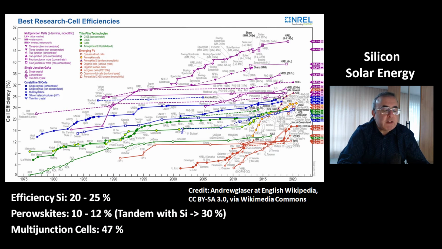This picture shows you the development of all the generations of solar cells. The silicon solar cells are at about 20% to 25% efficiency. There's another candidate, perovskites, a very interesting candidate. They're at about 10 to 12% efficiency. This is still in research. You can make tandem solar cells with silicon and perovskites that give you about 30% efficiency. And the record is with multi-junction cells, they have 47% efficiency.